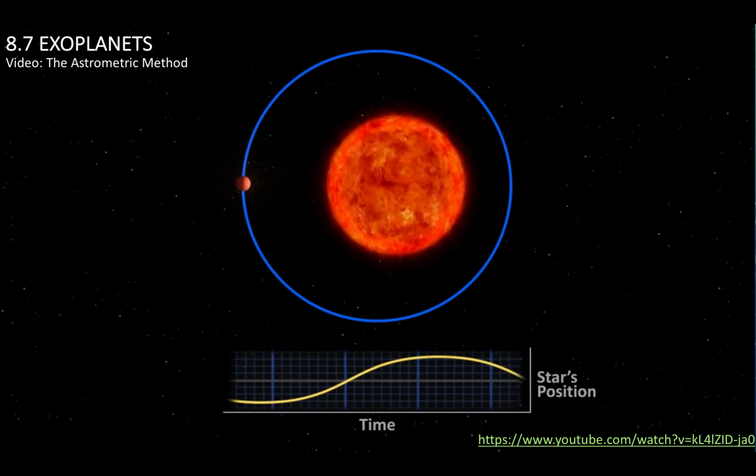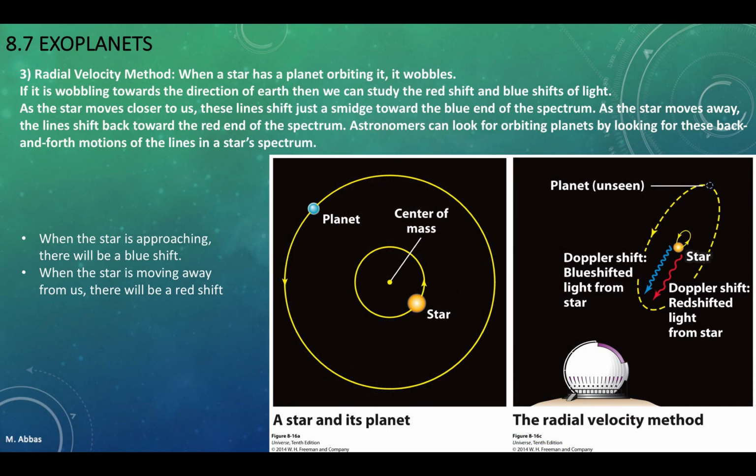It's a good method. The third method also depends on wobbling, but we don't look at the wobbling directly. What we look at is radial velocities. Or to be more specific, we look for redshift and blue shifts. Meaning, as the planet, this is the same image, as the planet orbits around the star here, the star will wobble in a circle.